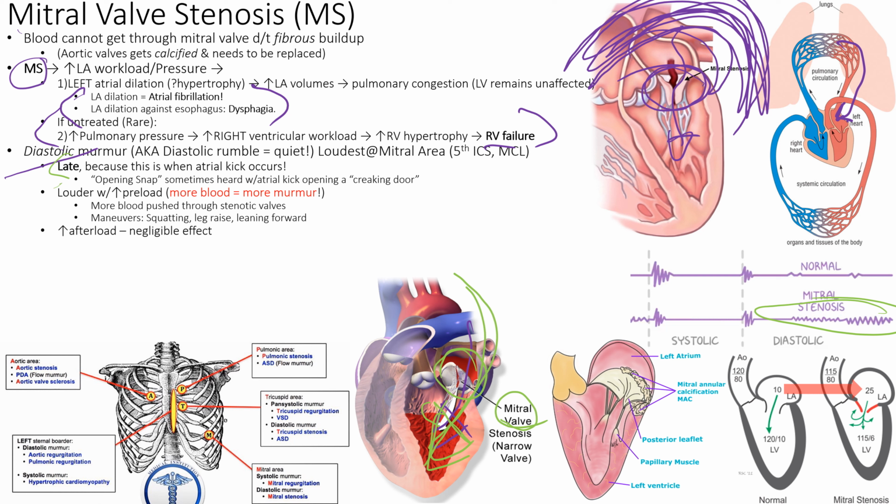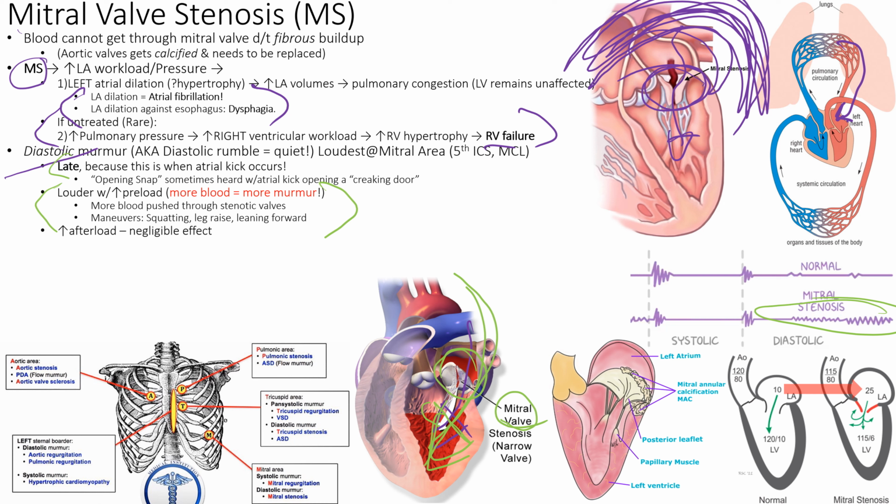Okay, so if you have more preload, if you have more volume going through that stenotic valve, are you going to hear better or worse? You're going to hear a lot better, right? So more blood equals more murmur in this case, and that is the usual for all of our valves, right? And there are exceptions, and we'll point out those exceptions. But more blood means more murmur.